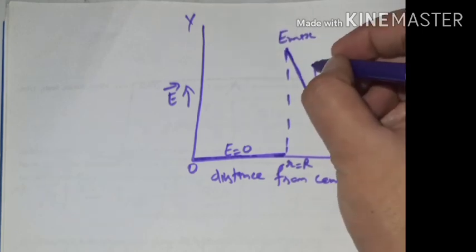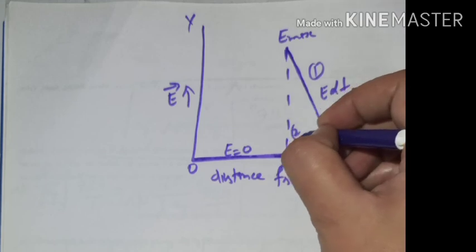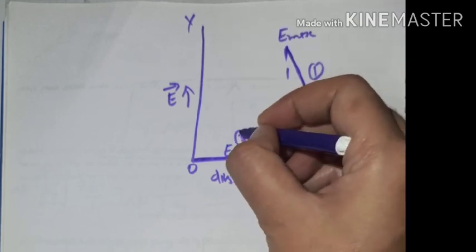This point is the first point, this point is the second point, this point is the third point.